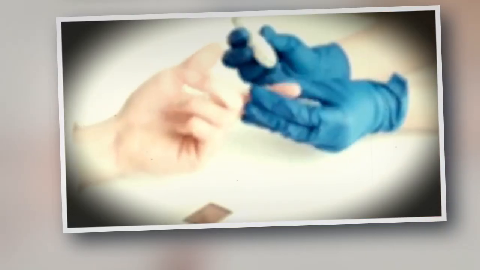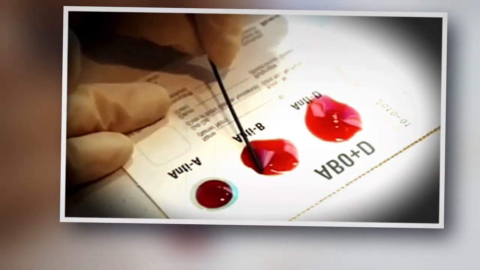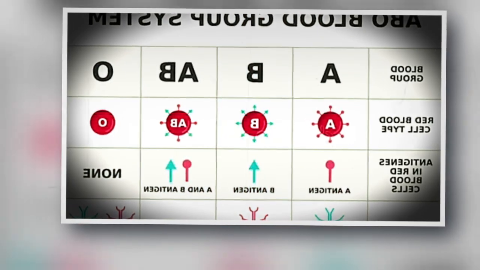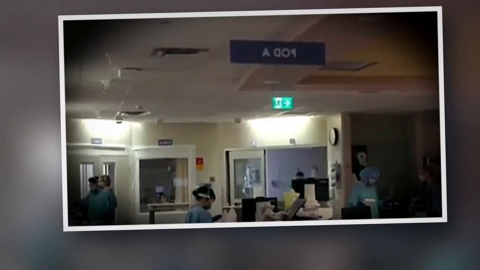Let's start with one of O's most well-known vulnerabilities: stomach ulcers. If you're blood type O, you're significantly more likely to develop ulcers caused by Helicobacter pylori, the bacteria responsible for inflaming the stomach lining. Studies show that O individuals face a 30 to 40% higher risk compared to those with A or B. Why? The prevailing theory suggests that the absence of A and B antigens on O blood cells might somehow influence the way the immune system interacts with H. pylori, essentially making it easier for the bacteria to colonize the stomach.